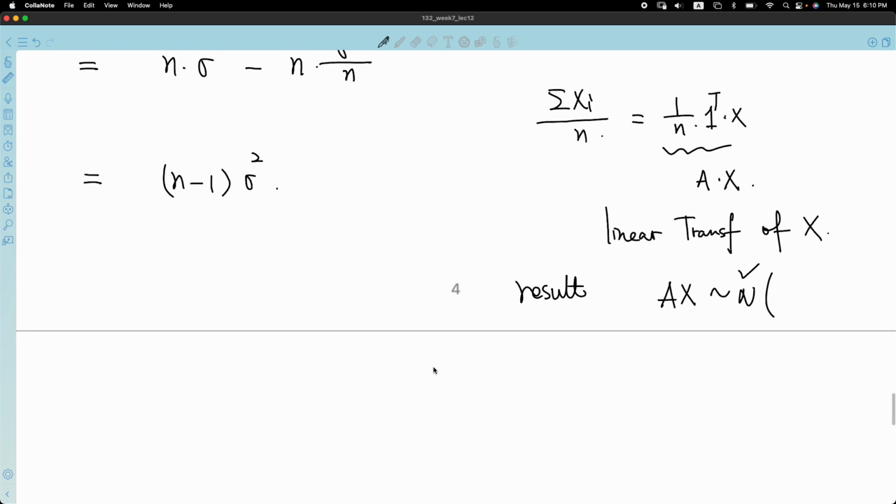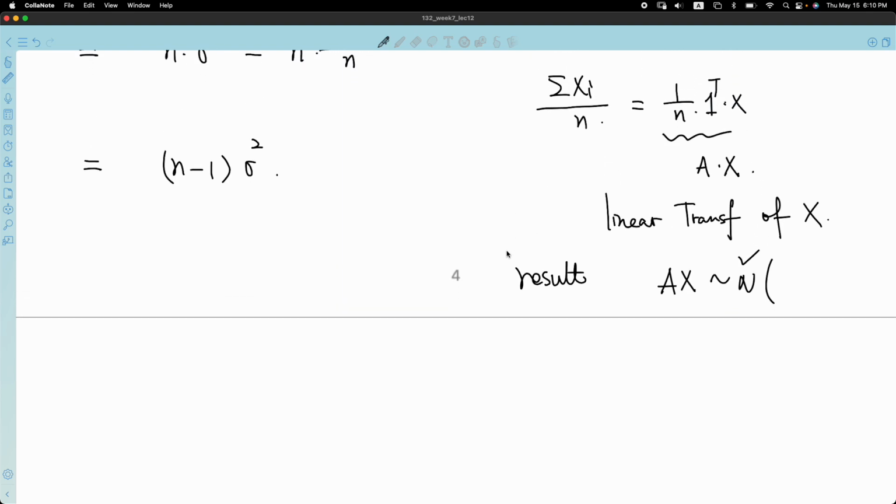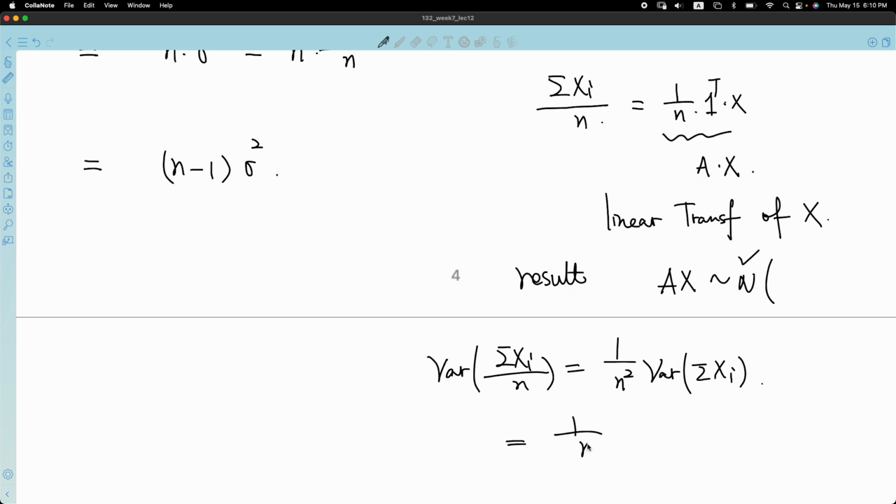Let's just focus on variance since your question is about the variance of that. So we're interested in the variance of the summation of xi over n. You have 1 over n squared times the variance of the summation of xi, right? And then because they are independent, you have 1 over n squared multiplied by n times the variance of x.